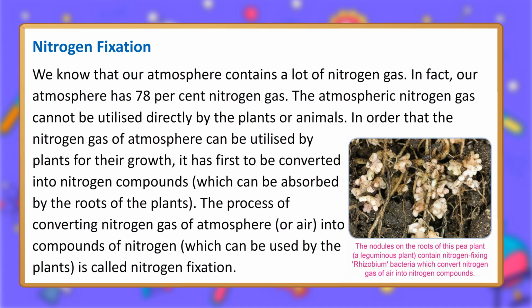Nitrogen fixation. We know that our atmosphere contains a lot of nitrogen gas. In fact, our atmosphere has 78% nitrogen gas. The atmospheric nitrogen gas cannot be utilized directly by the plants or animals. In order that the nitrogen gas of atmosphere can be utilized by plants for their growth, it has first to be converted into nitrogen compounds, which can be absorbed by the roots of the plants. The process of converting nitrogen gas of atmosphere, or air, into compounds of nitrogen, which can be used by the plants, is called nitrogen fixation.